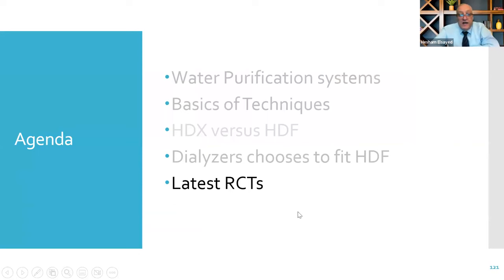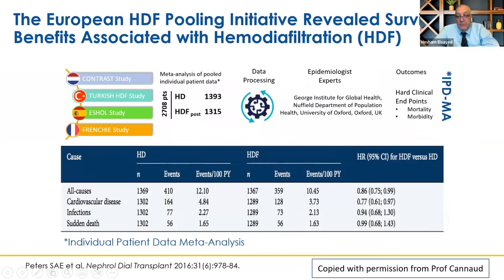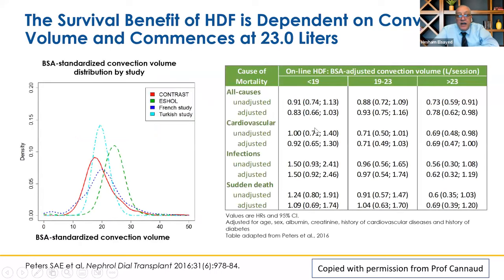I will go fast for the latest randomized controlled trials. I will focus here on, and I would thank my friend Professor Bernard Canaud for supplying me with these slides. We talked about that in Milan and here in Egypt 1 week ago. The CONTRAST, Turkish, Catalonian, and French CONVINCE studies, for the elderly, showed some improvement in all-cause mortality and cardiovascular mortality using hemodiafiltration. And if you see here, this is a standard convection volume. I would say that with 23 liters, you can get benefit. And this is described very efficiently in the Catalonian study.